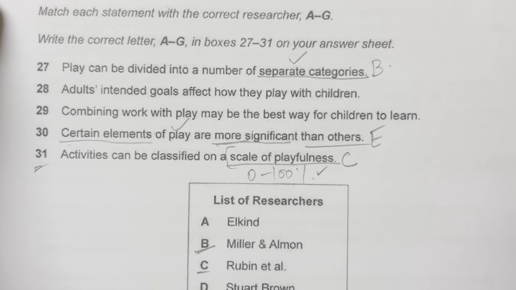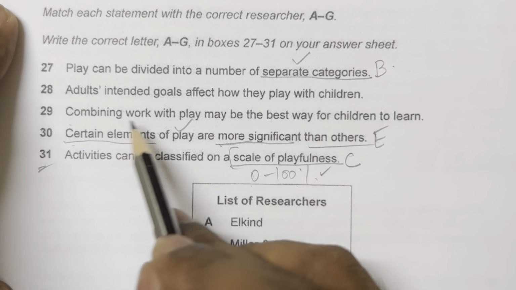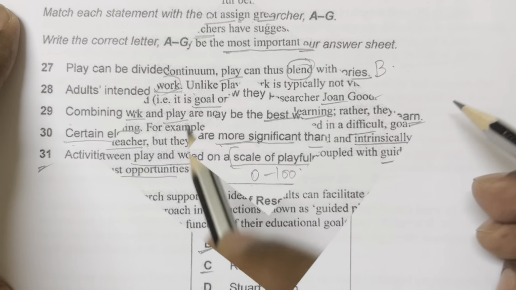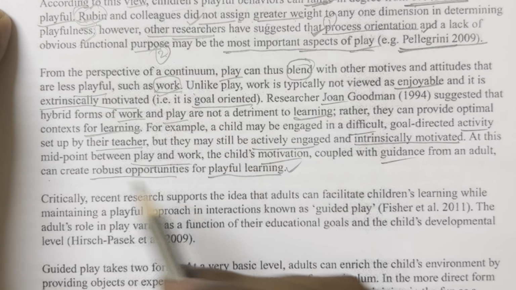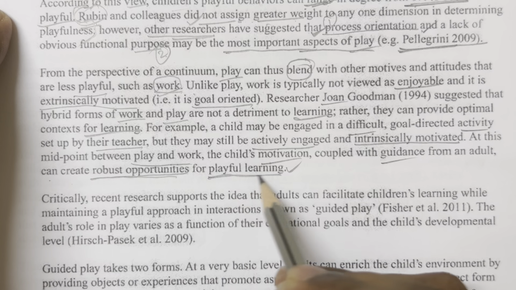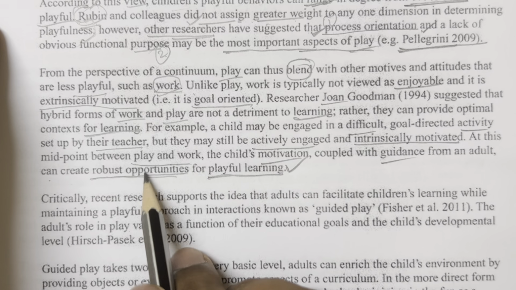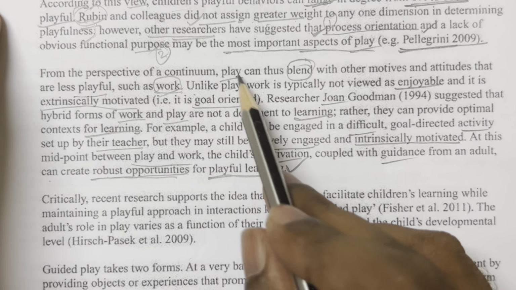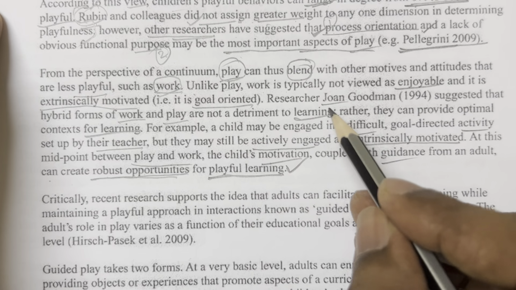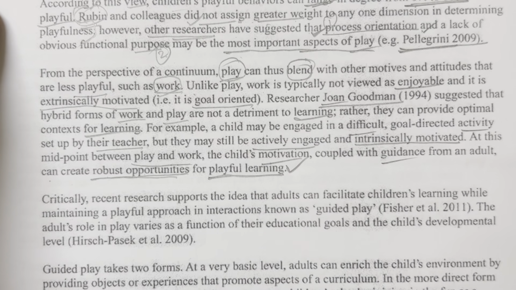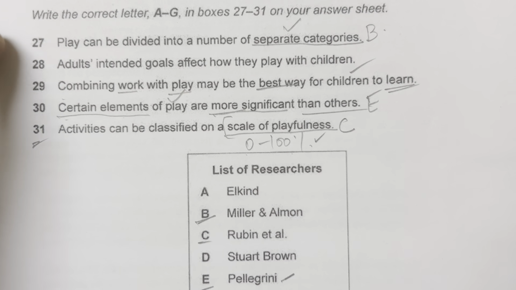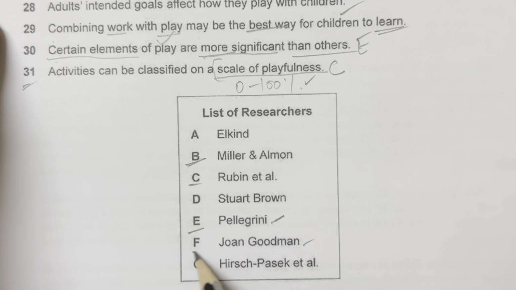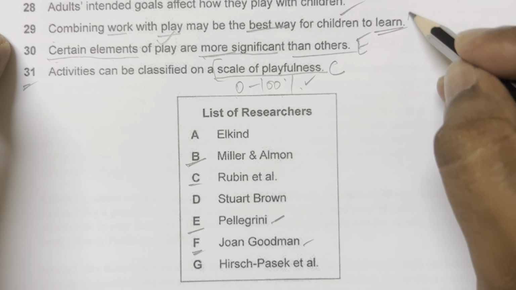So do we have anything related to this? See, combining work with play may be the best way for children to learn. Oh, we have just read about it. So combining work with play can create robust opportunities for playful learning. Okay, means great opportunities. It means that it is the best way for children to learn. Okay, so this is a blend of play and work. Who said this? Joan Goodman, right? So the answer for 29 should be Joan Goodman. Where is this guy? This is F, right? So 29 should be F clearly.